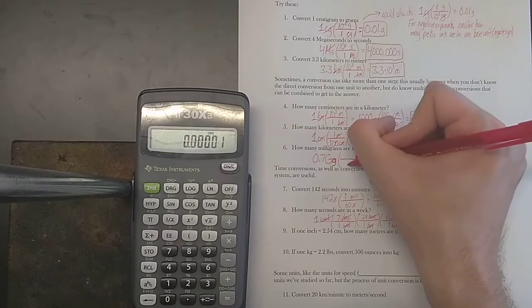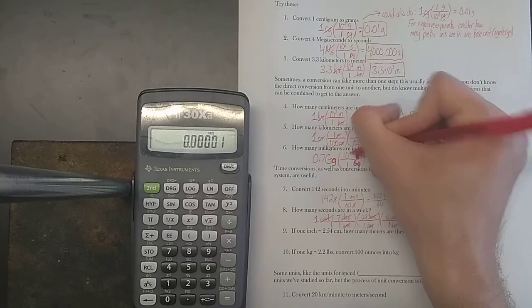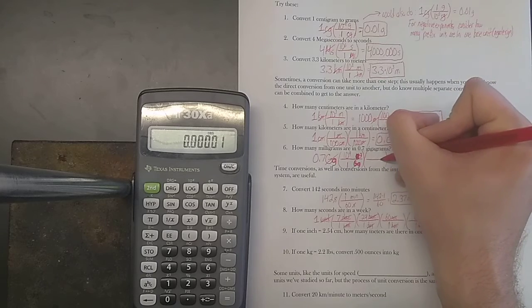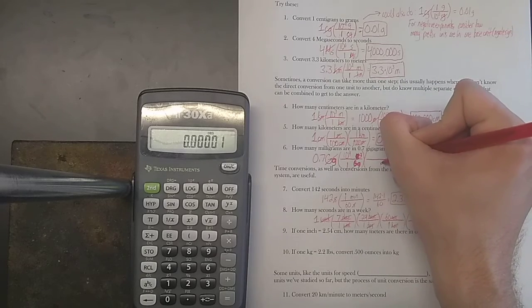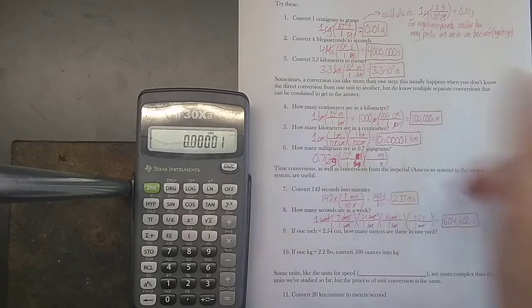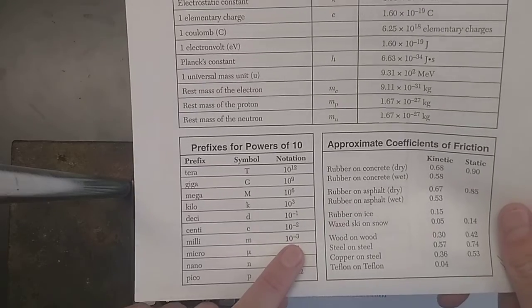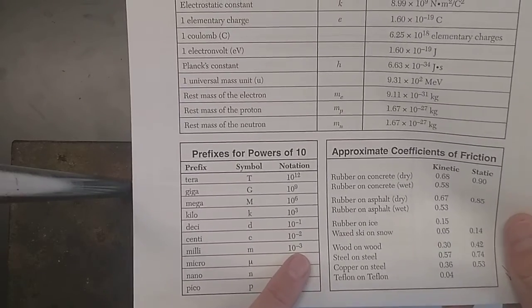Okay, so 1 gigagram is 10 to the 9th. Gigagrams will cancel out, and we want to convert to milligrams. So now we have grams down here, milligrams up here. Milli means 10 to the negative third, which means there's 10 to the negative third grams in 1 milligram. But I gave you a trick.